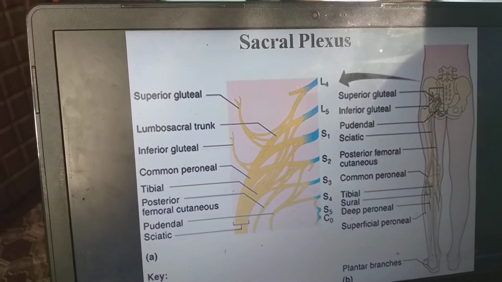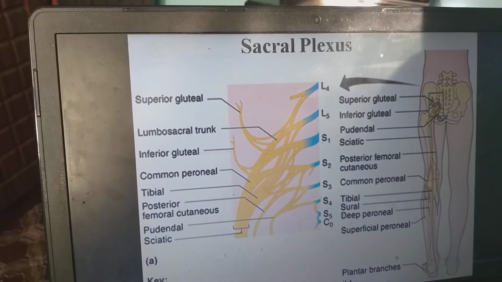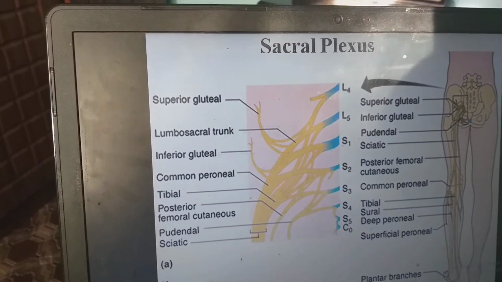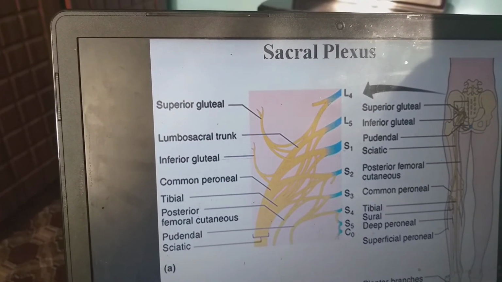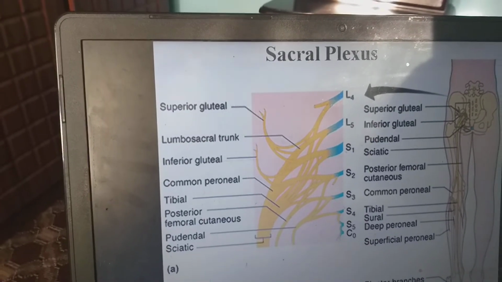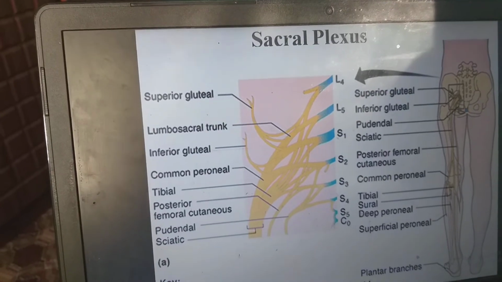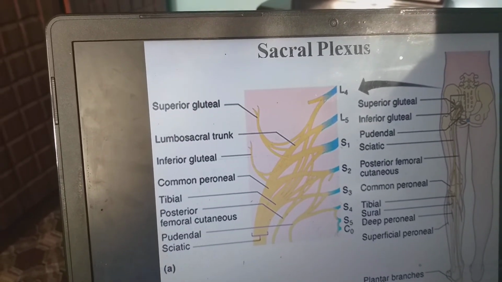The other, the sacral plexus, is simply from L4 to S3. There are a number of nerves here. From these, the major nerve is the sciatic nerve, the thickest, the strongest, and the longest nerve in the body, which is composed of L4 to S3.